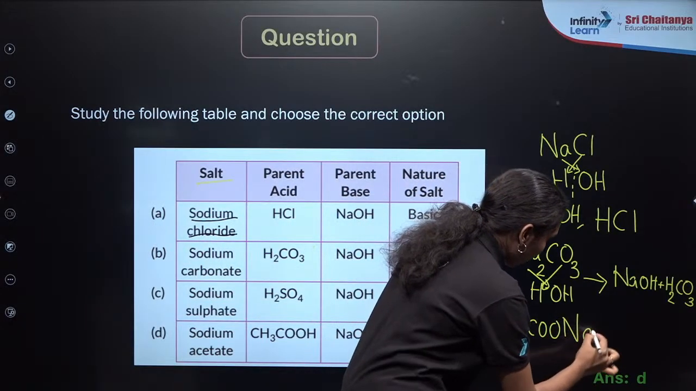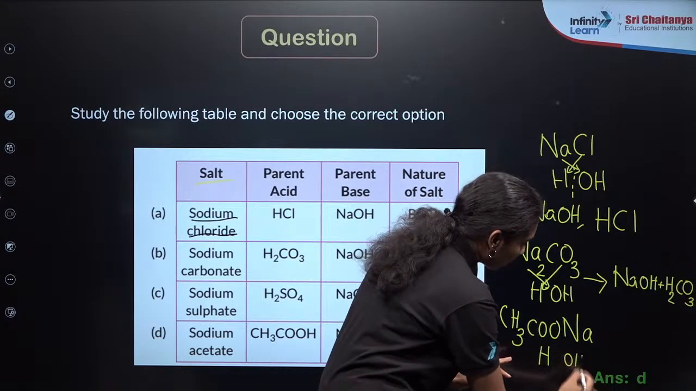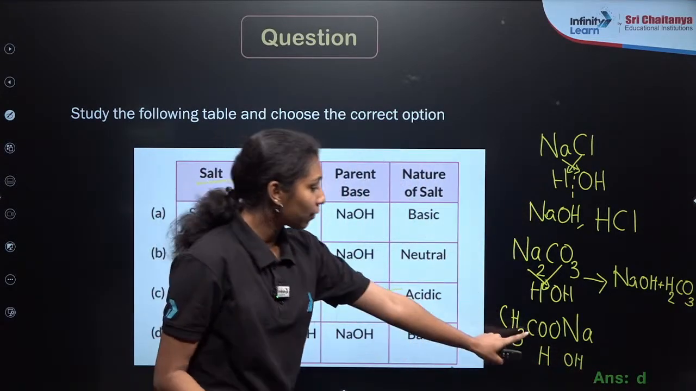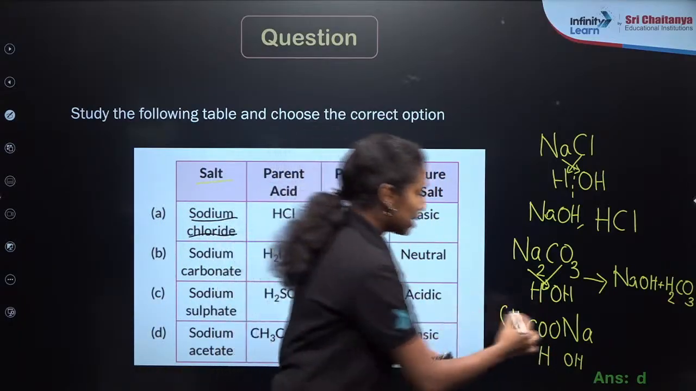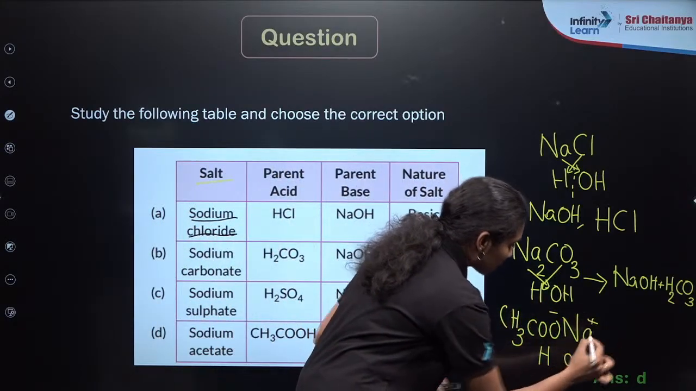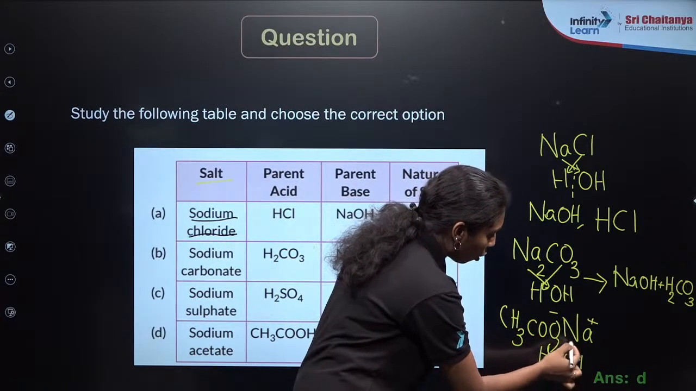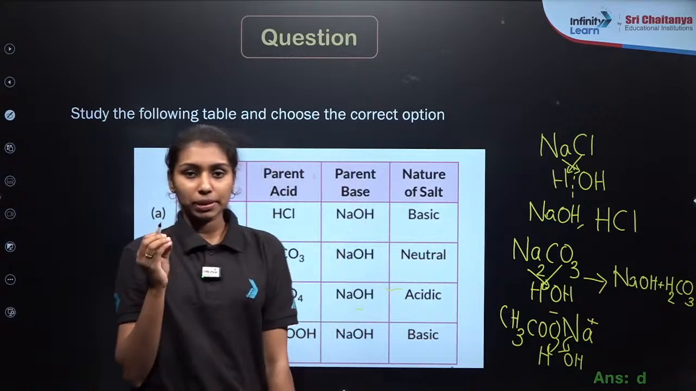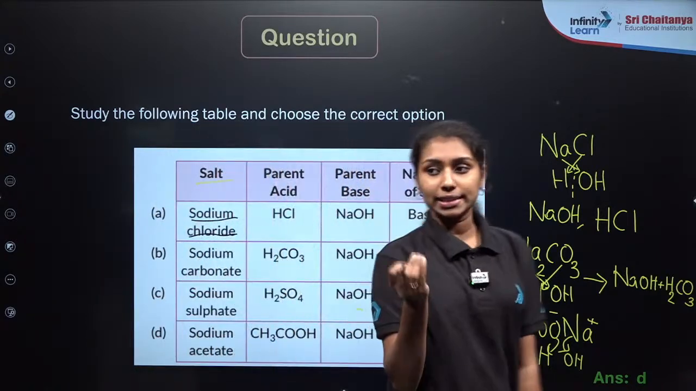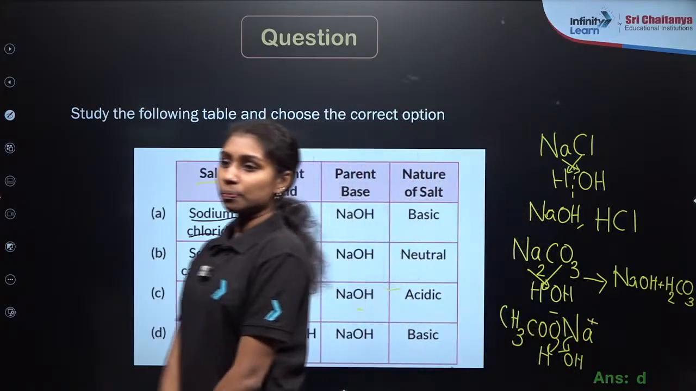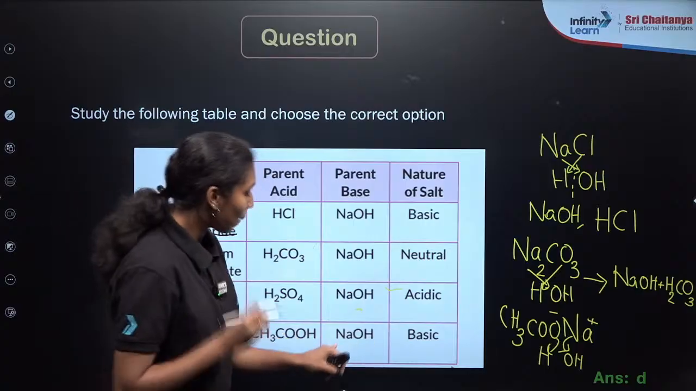So we have to use H and OH. Keep a note of this: while you are doing the crisscross, you may make a mistake here. You need to check which one is the cation and which one is the anion. In the case of sodium acetate, it is CH3COO minus and Na plus. So this minus will go with the hydrogen and Na will go with the OH. Just by the crisscross method alone, we will not get the answer. The main thing is that we need to crisscross positive with negative and negative with positive. Clear? So acetic acid and NaOH will be the parent acid and base for sodium acetate.